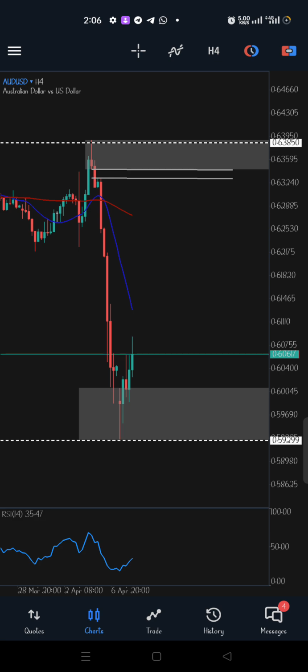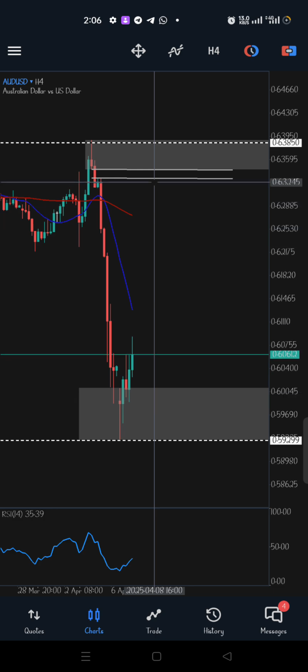And now, why do we call this our demand zone? Sorry, apologies. This is my demand zone and this is my supply zone. Sorry, that was a mistake from me. This is the supply zone and this is the demand zone.